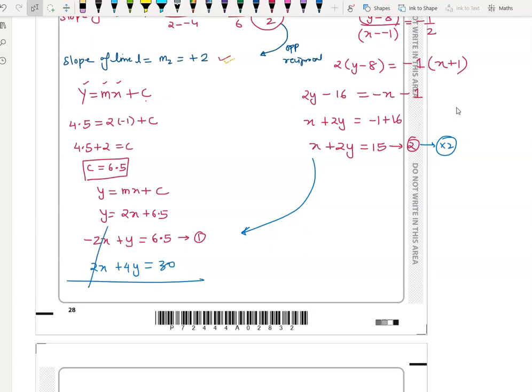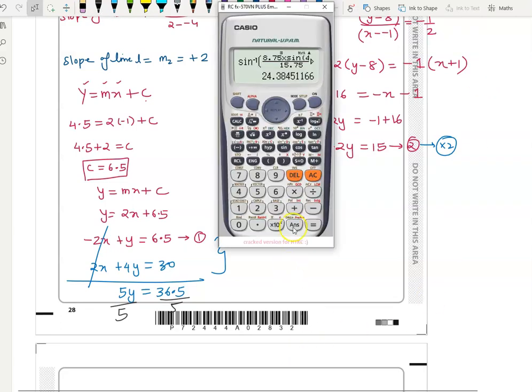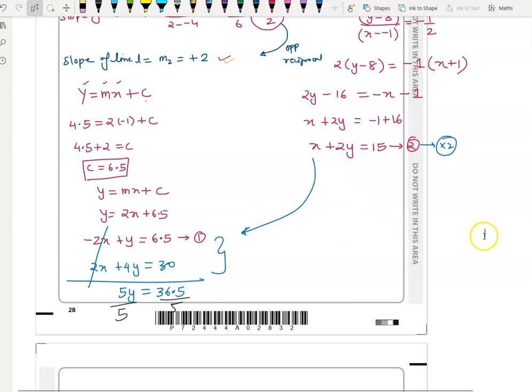Combine both. When you add both, it will get cancelled. 4y plus y is 5y. 30 plus 6.5 is 36.5. I want the value of y, so divide both sides by 5. So when you do that, 36.5 divided by 5 should give you 7.3. So the value of y is 7.3.